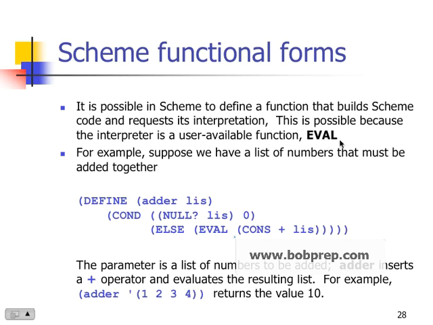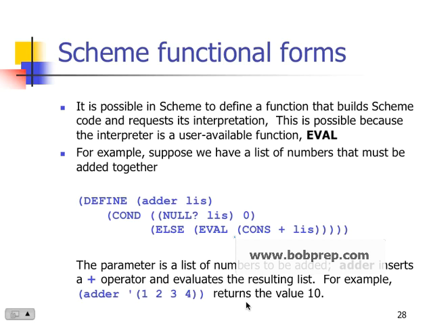So it's possible to define functions that build scheme code and request its interpretation at the same time. And we have this thing called eval. So we can put an eval in here, evaluate an expression, and then use it for an else. So it's basically explicitly telling us to evaluate it now. Don't wait, just evaluate it now.